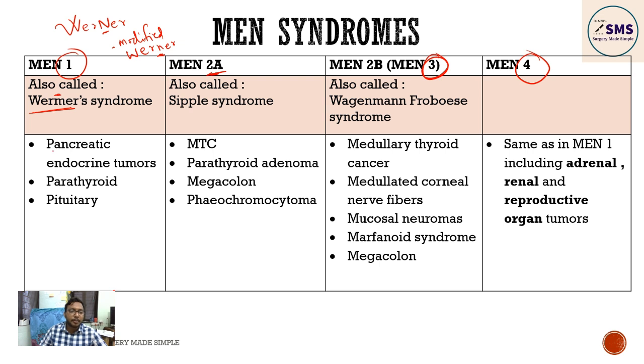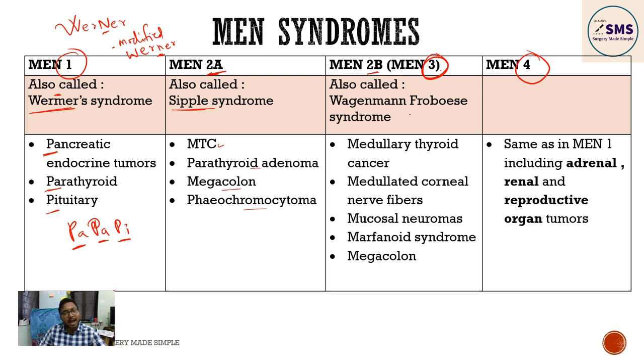Okay. Now you can remember with the help of the mnemonic Pa Pa P. So, pancreatic endocrine tumors, parathyroid, and pituitary adenoma. Okay, right. This is in MEN 1. Now, MEN 2A is also called Sipple syndrome. What are all the different tumors you are having here? Medullary thyroid cancer, parathyroid adenoma, megacolon, pheochromocytoma. Okay, right. This megacolon is mainly because of RET oncogene mutation. Okay, right.